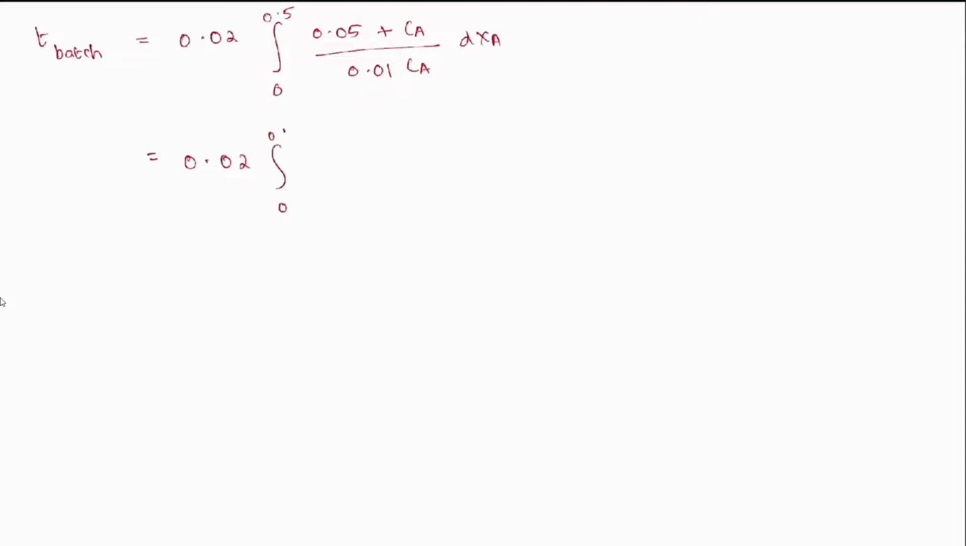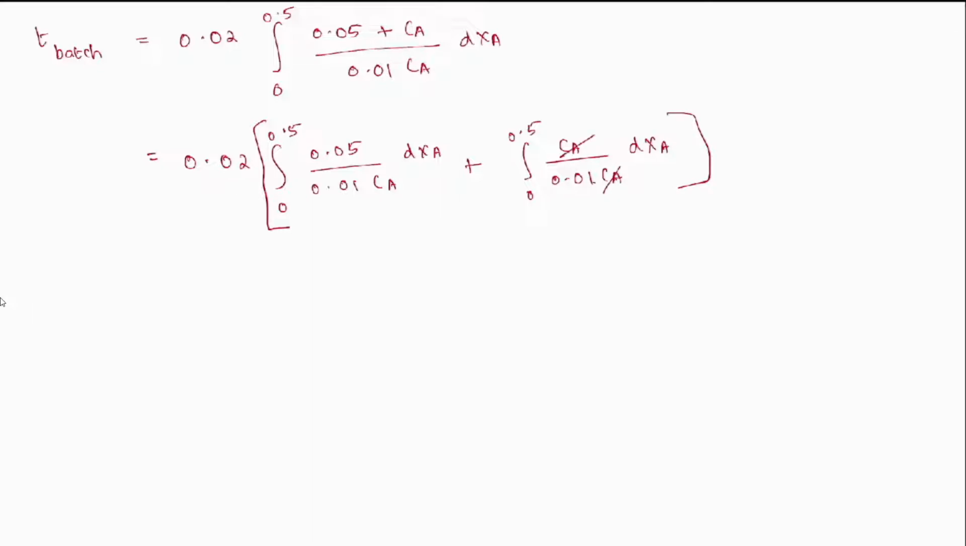We can separate these two terms as well. So it will be 0.05 by 0.01 Ca dXa plus Ca by 0.01 Ca. Okay. So this Ca and Ca in the second term will get cancelled. And in the first term, as I said, we can write Ca in terms of Xa. So for a constant density system, we can write Ca is equal to Ca0 into 1 minus Xa. So that is what we'll be writing here.